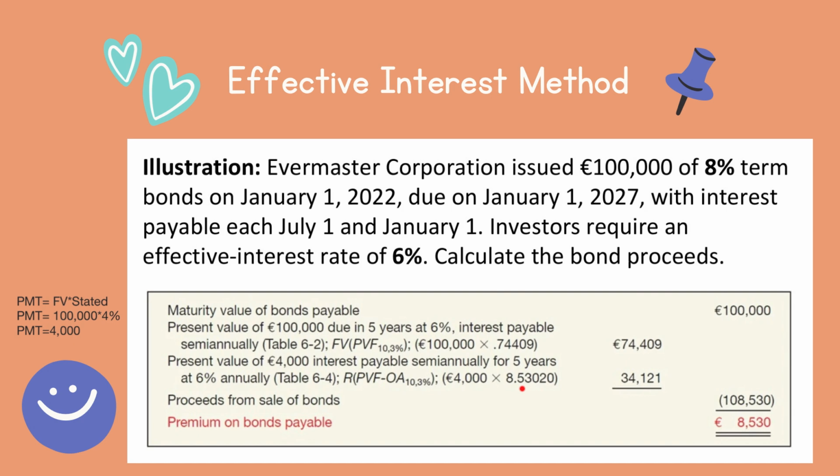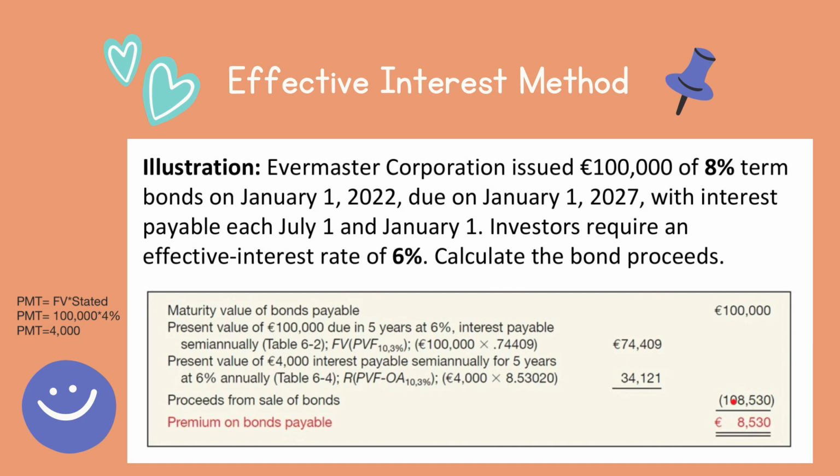When n is 10, i is 3%, and we get this factor. I'm going to multiply it with the 4,000, which is the payment. We calculated the payment here. I'm going to multiply them and get the present value, meaning the value today of the 4,000 that I will pay 10 times is 34,121. Now the present value total for these two is 108,530.